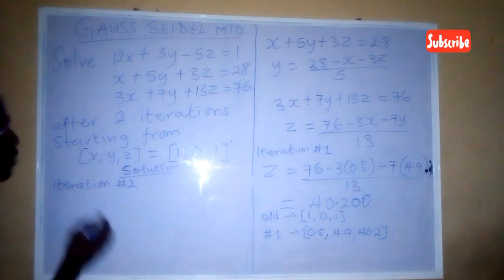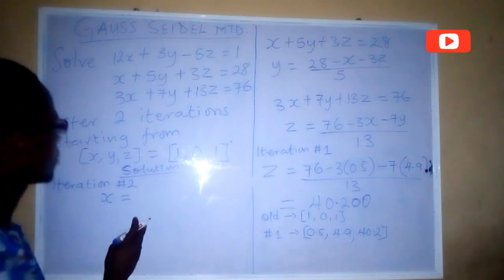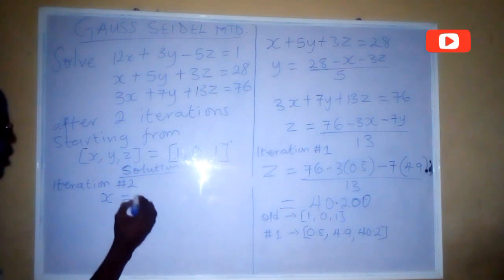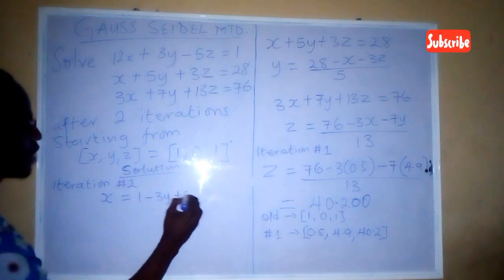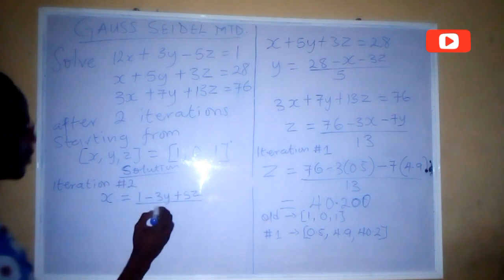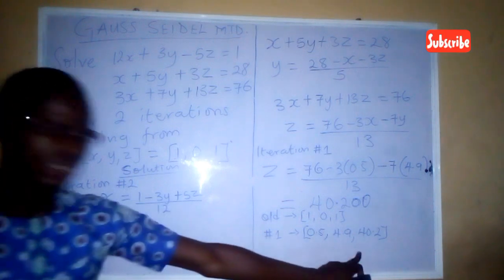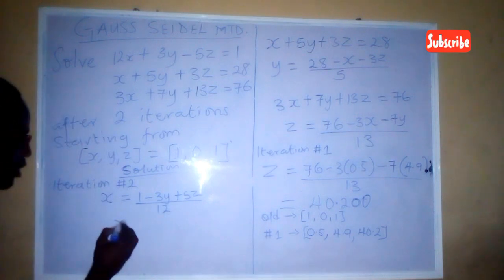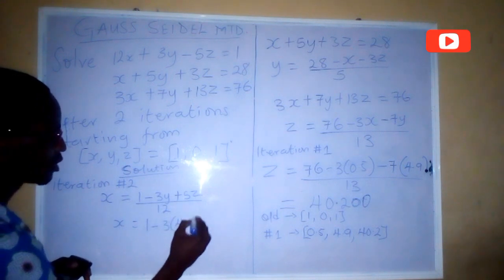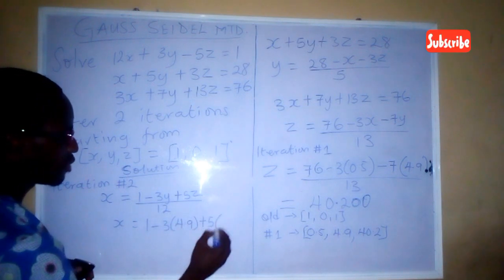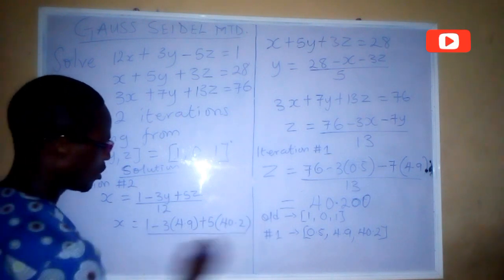So let's go. x is, I think I make x the subject of the formula. So here we're going to have 1 minus 3y plus 5z all over 12. We are going to use the values from the first iteration. So we're going to have x equals 1 minus 3 into bracket 4.9 plus 5 into brackets, z is now 40.2, all over 12.